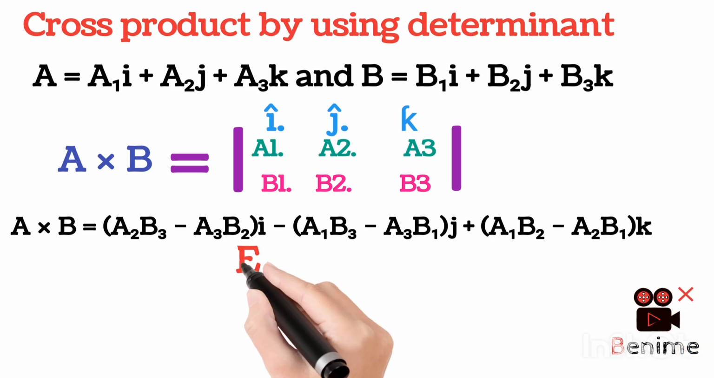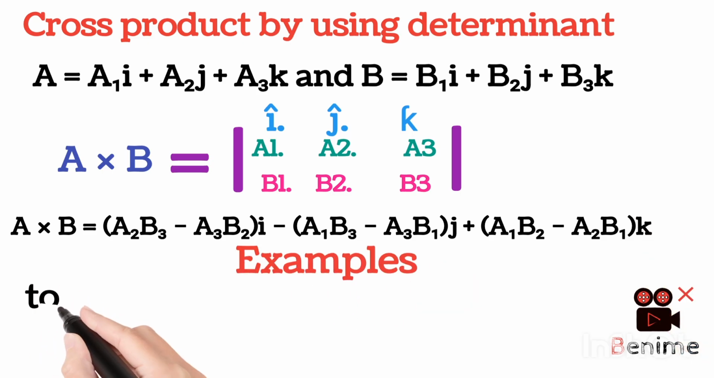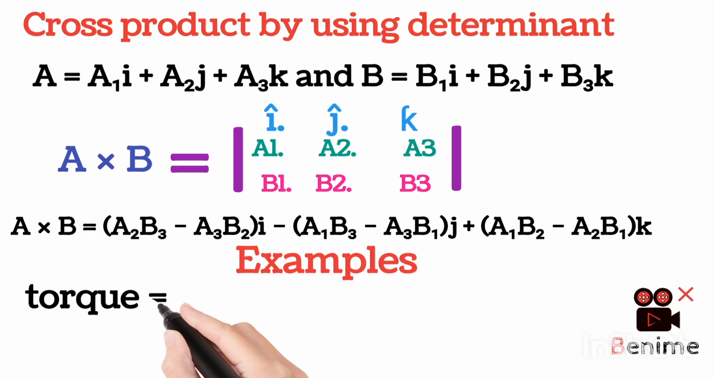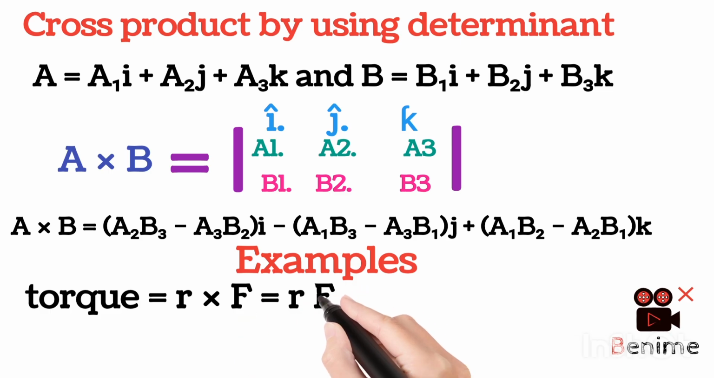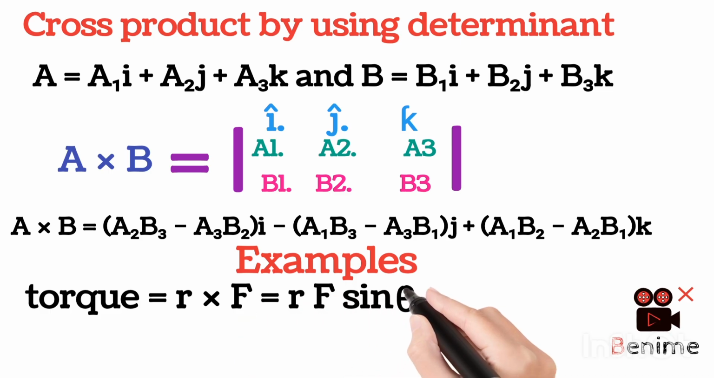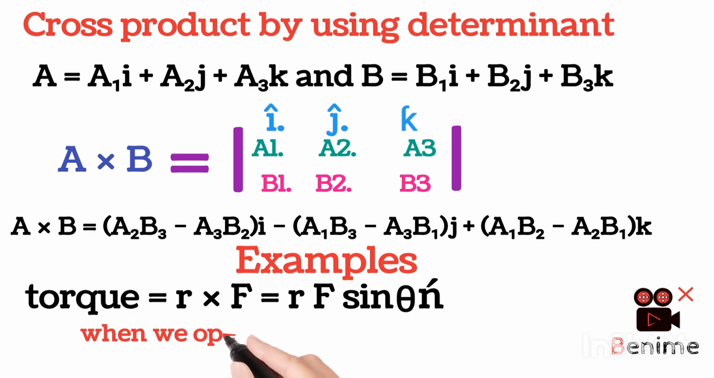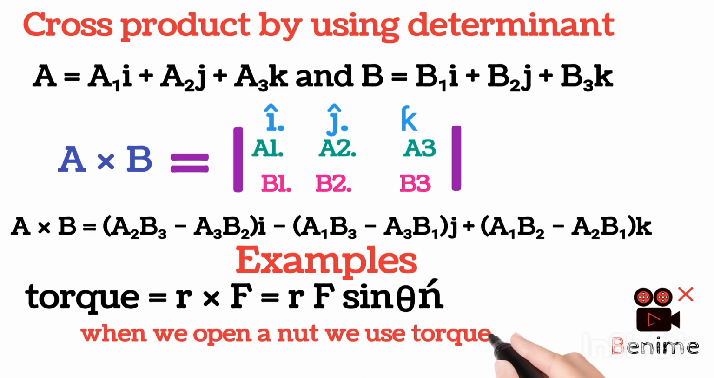Torque is an example of a cross product, where moment arm cross force gives torque. This is visualized in daily life when we open or close nut bolts where r and F are perpendicular and the movement of the nut gives the n unit vector.